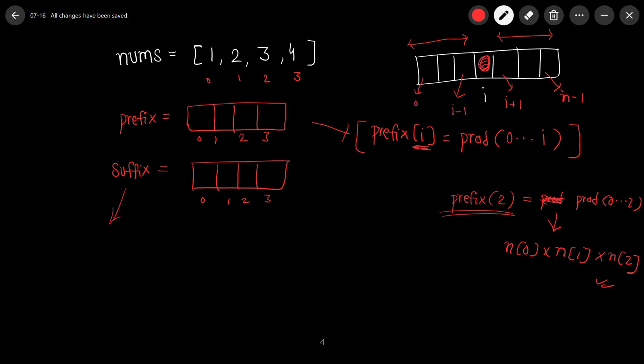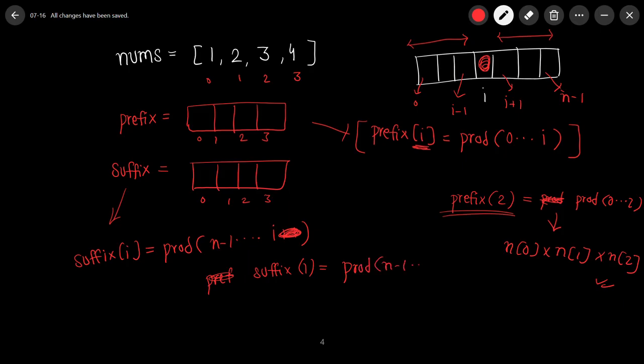And similarly, talking about the suffix array. So suffix of I would store product of n minus 1 till I. Sorry, so suffix of I will store product of n minus 1 till I. So if I say suffix of 1, that means product of n minus 1 till 1.